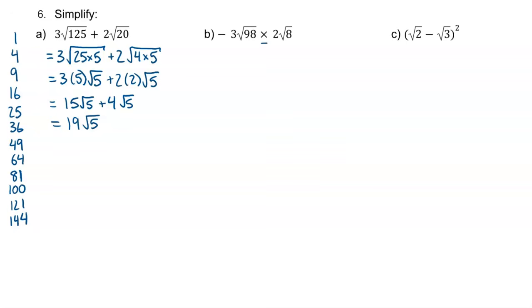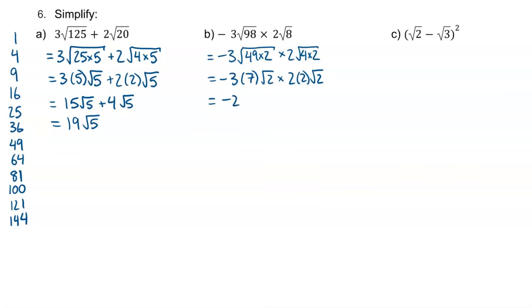Part B now, instead of adding, has multiplication. And so in this case, we're still going to use the same process, but we're going to be able to multiply everything out at the end. So the square root of 98 is 49 times 2. And the square root of 8 is 4 times 2. And so I can write this out as, well, the square root of 49 is 7, and I still have the square root of 2. And the square root of 4 is 2, and I still have the square root of 2 there as well.